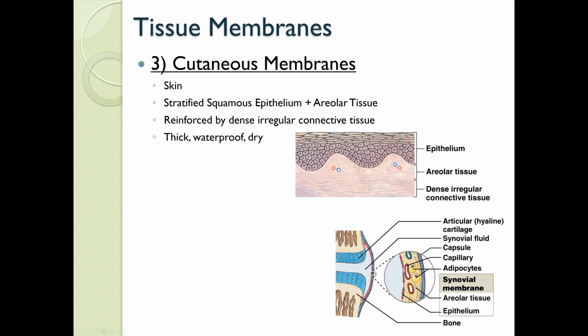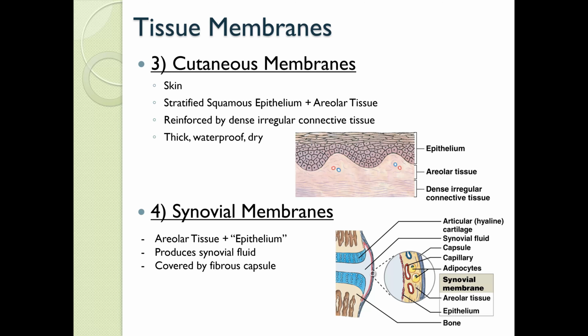makes up your dermis. And one characteristic of a cutaneous membrane is it's very thick and it's very waterproof, and it helps keep moisture in your body, and so it keeps the inside parts of your body from drying out, but itself is very dry.